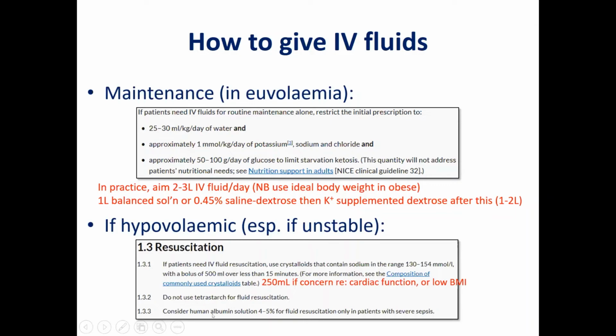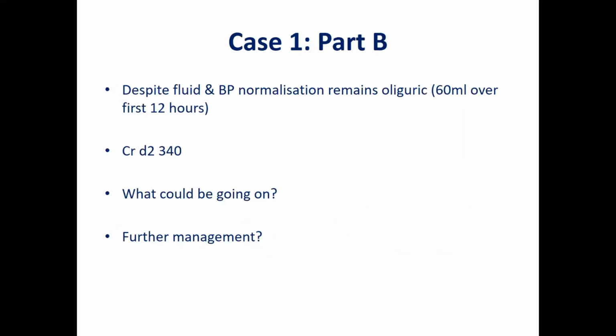Now, there's this thing at the bottom, like consider human albumin solution for fluid resuscitation. There's a theory that human albumin solution might bind the pathogenic cytokines in sepsis. Actually, you might see that being used in ICU, but we don't routinely use it on the wards. So really, your go-to thing if someone is shocked is going to be either saline or one of the balanced solutions. So let's go back to our lady.